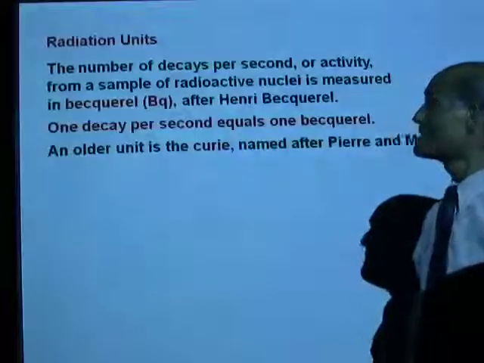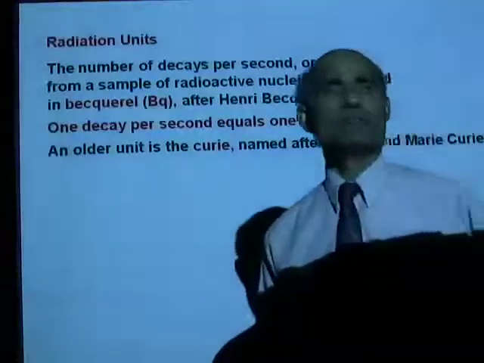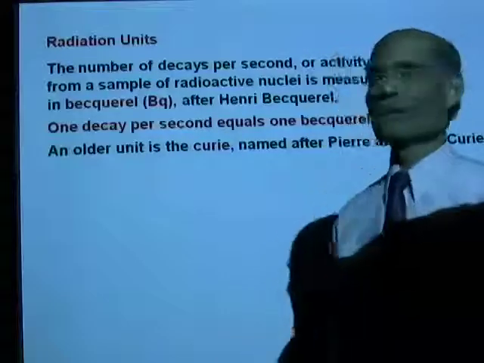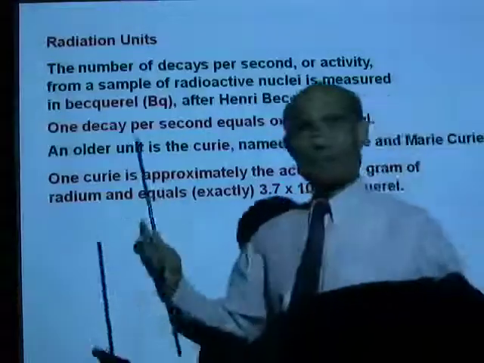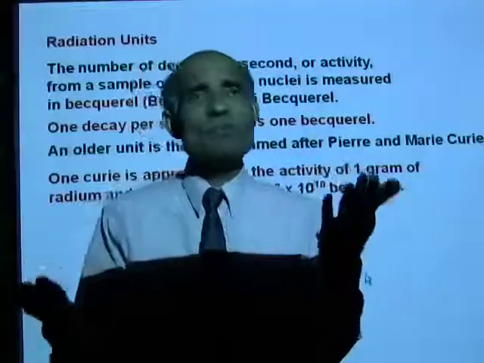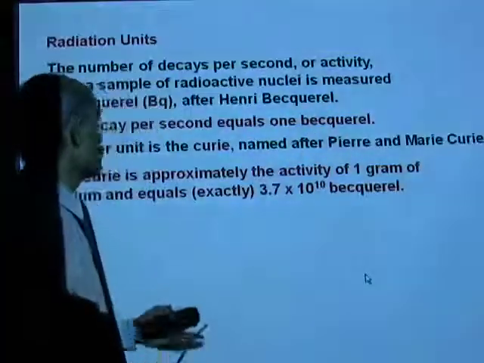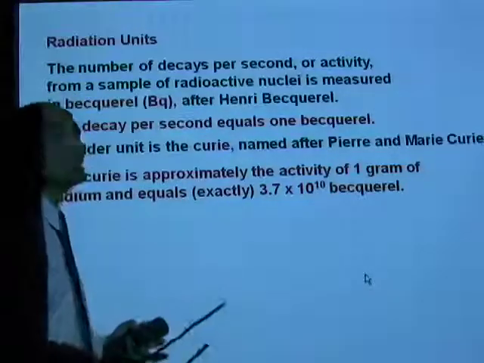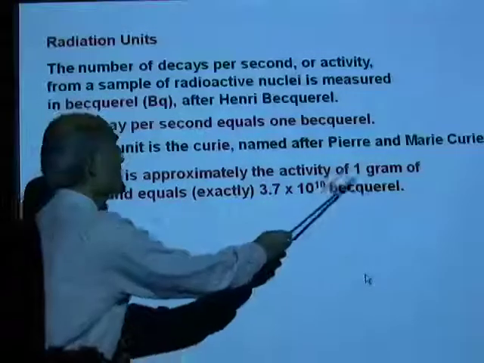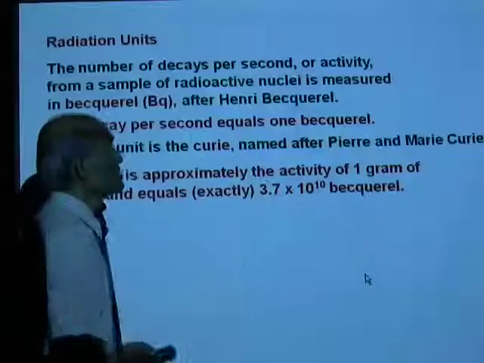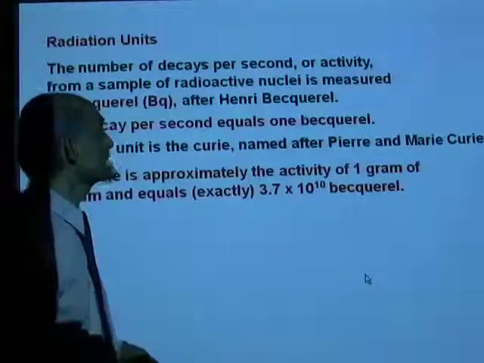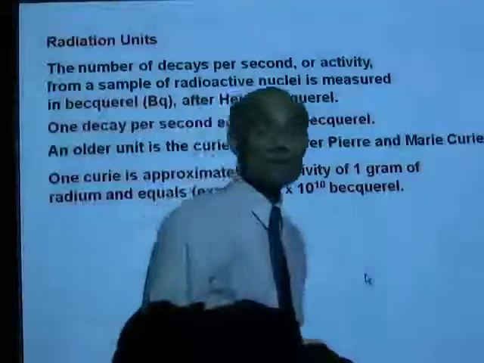And the older unit is the Curie, named after Pierre and Marie Curie. And what's the relation between a becquerel and a Curie? 1 Curie is approximately the activity of 1 gram of radium, and it is equal to 3.7 times 10 to the power of 10 becquerel.